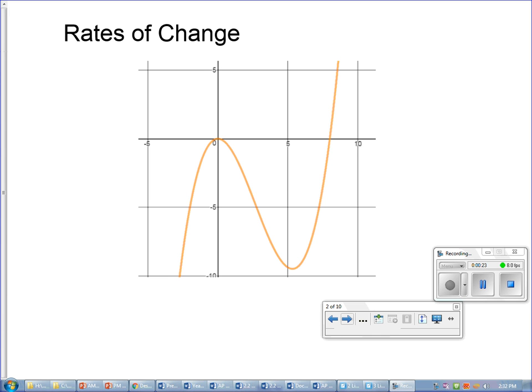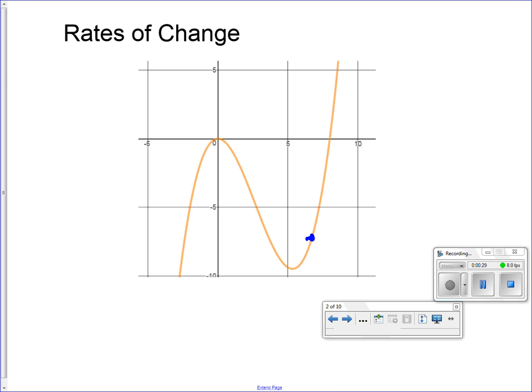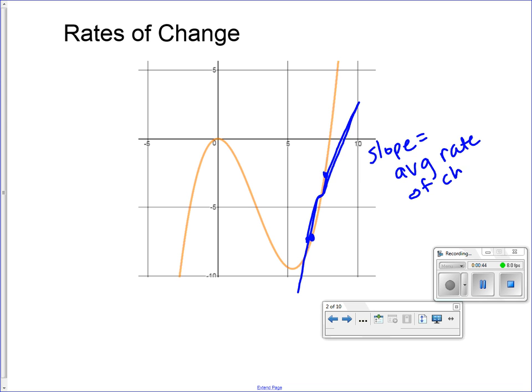So here, if I have this graph, if I wanted to know the rate of change between any 2 points, I could do that just by picking 2 points and drawing that line there and finding its slope. So the slope would be the average rate of change between those 2 points.